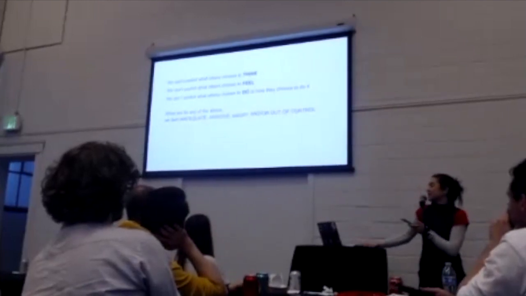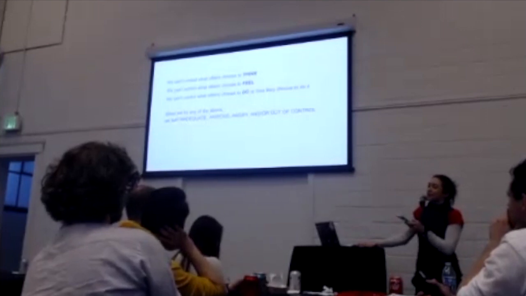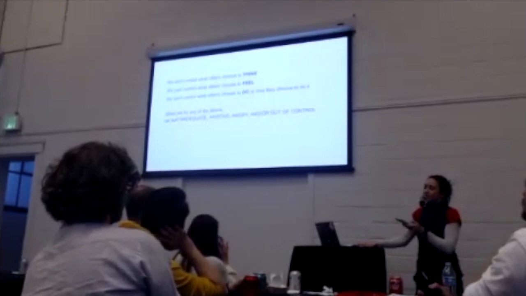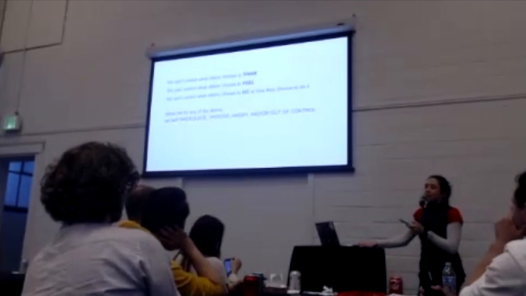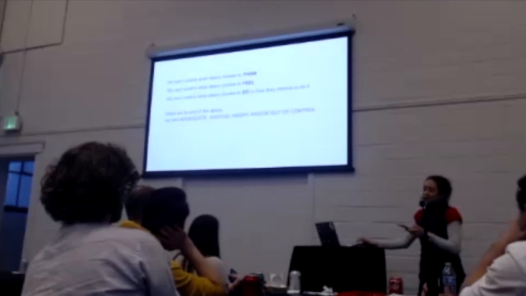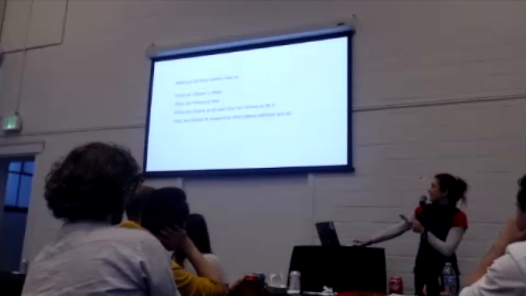All right. So it all has to do with control and the need for control, and letting go of control, if you can't see the back. You can't control what other people choose to think, feel, do, how they choose to do it. And when we try, we experience all of these negative feelings. That sums it up.